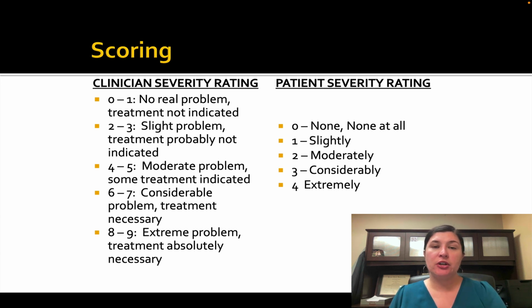So with the clinician's severity rating, if you score your client on a specific domain as 0 to 1, then you are determining that there's not really a problem and treatment is not indicated. A score of 2 to 3 is a slight problem and treatment is probably needed. 4 to 5 is a moderate problem and some treatment is indicated. 6 to 7 is a considerable problem and treatment is necessary. And 8 to 9 is an extreme problem where treatment is absolutely necessary.